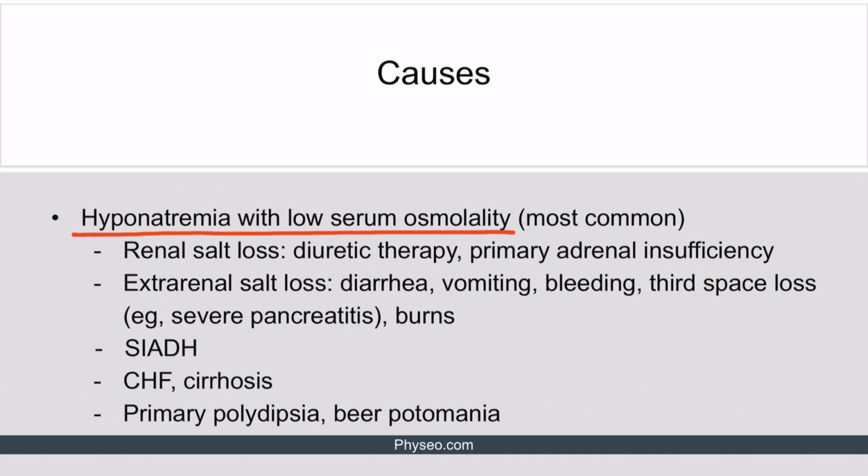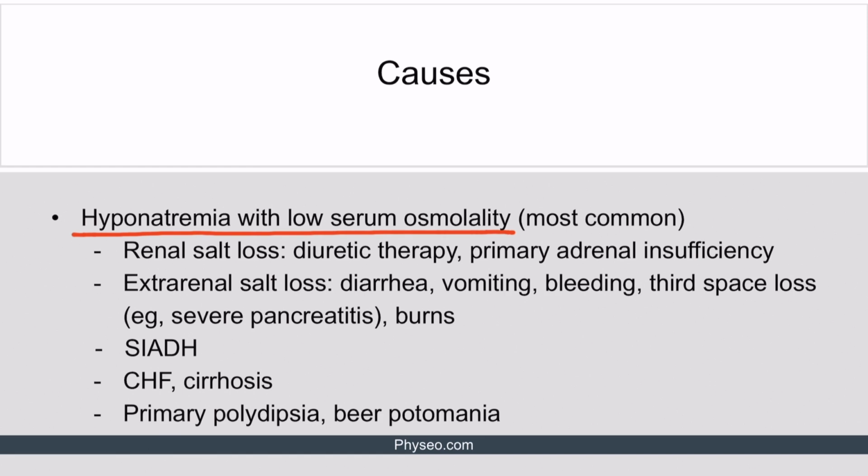In third space losses, there is sequestration of fluid into a third space that is out of the blood circulation, such as in settings of severe pancreatitis. Other causes of hyponatremia with low serum osmolality include syndrome of inappropriate ADH secretion, congestive heart failure, cirrhosis, primary polydipsia, and beer potomania. Remember that ADH acts on the renal collecting ducts and increases water permeability and reabsorption. The decreased cardiac output in congestive heart failure and the arterial vasodilation in cirrhosis stimulate the secretion of ADH. This subsequently leads to water retention and hyponatremia.